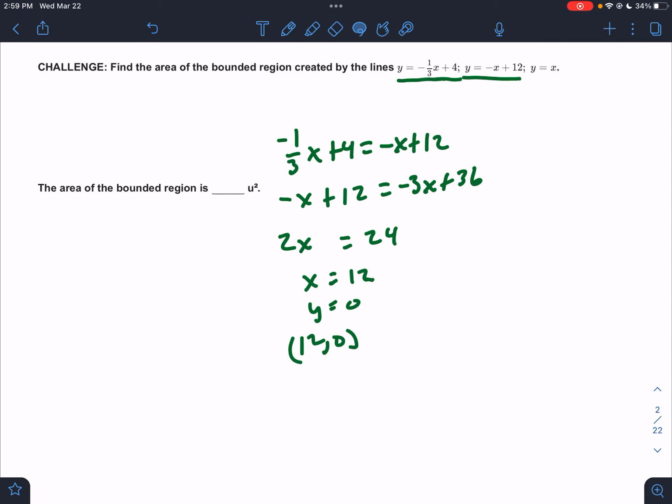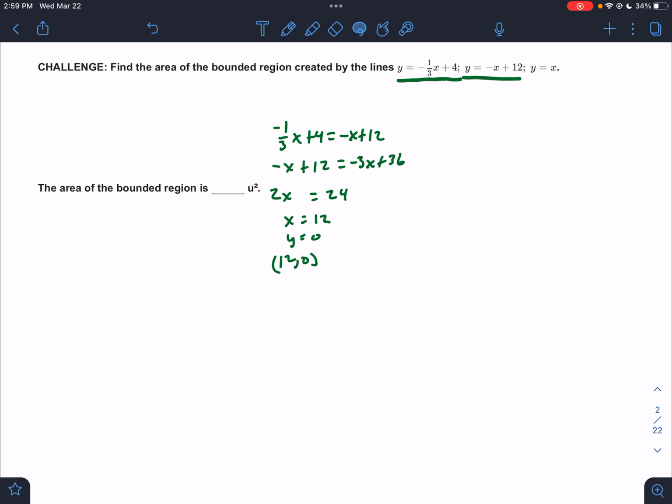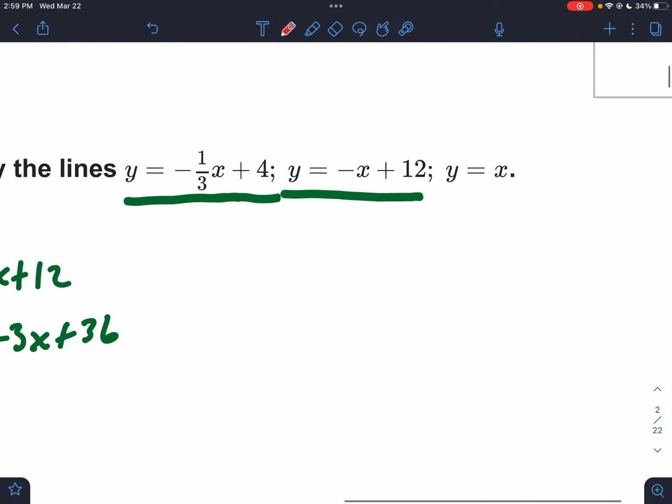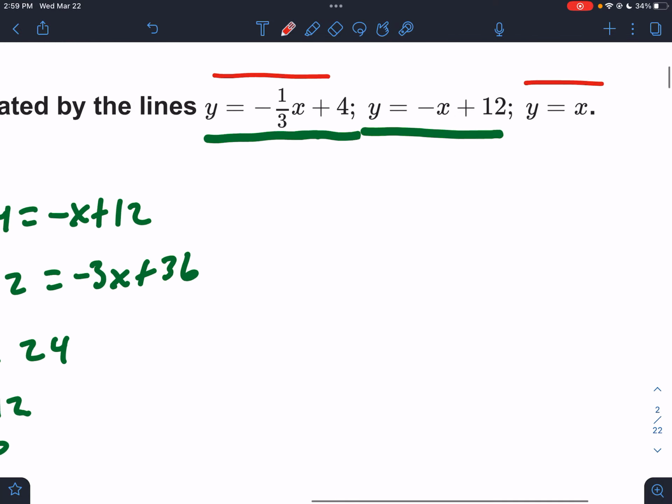But you got to stay strong. That is just the first equation. We have two more. We need to do the first one with the last one now. So we need to know where they intersect. Negative 1/3 x plus 4 equals x this time. Multiply everything by 3.